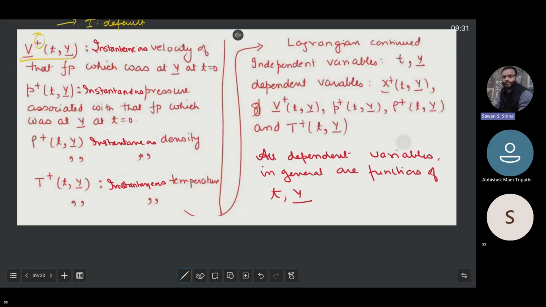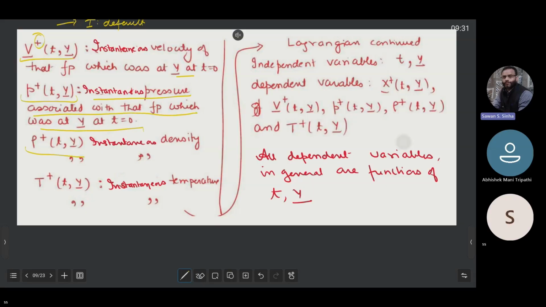Y itself is not a particle. Give me the full sentence. That particle which was at Y at time t0. So much meaning is there. And that's why I would write this sentence: instantaneous velocity of that fluid particle which was at Y at t0. And then P plus T, Y: instantaneous pressure associated with that fluid particle which was at Y at t0.